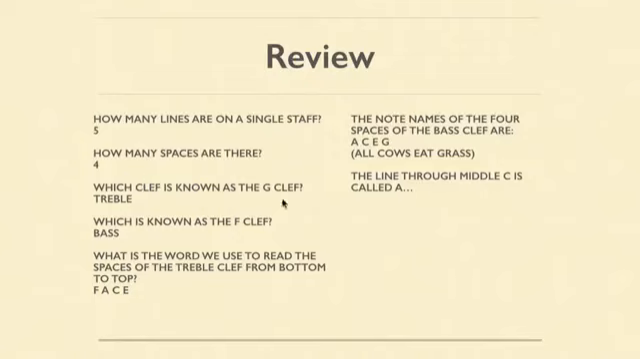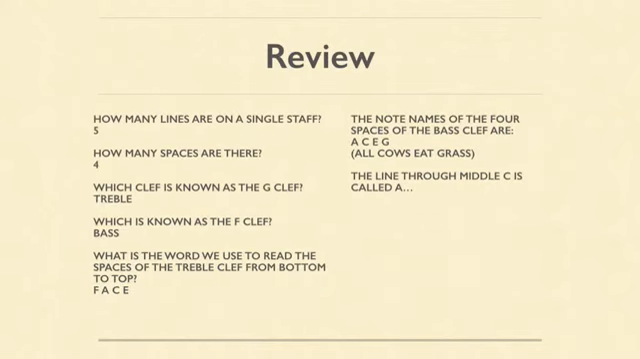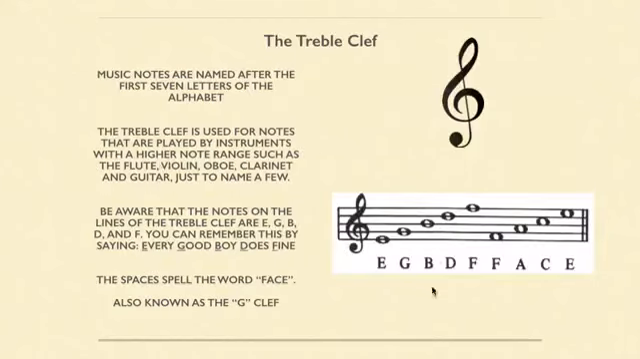Which clef is known as a G clef? Treble, because it makes that circular kind of motion at the end, right? The F clef is the bass clef. And if you remember those 2 dots here, let me see if I can pull that up. Those 2 dots, there's the F right in between. What is the word we use to read the spaces from the treble clef from bottom to top? It's face. F, A, C, E. Spaces bottom to top.